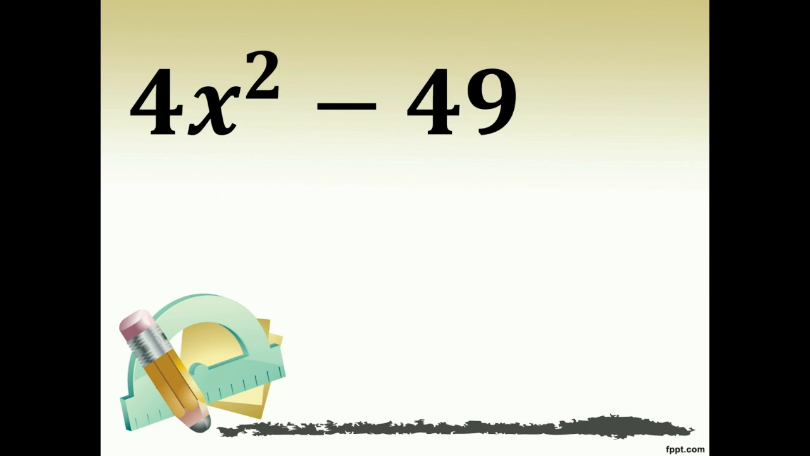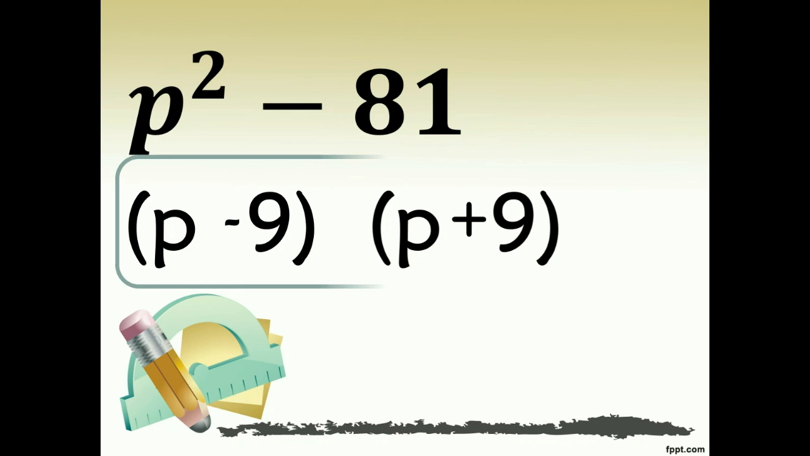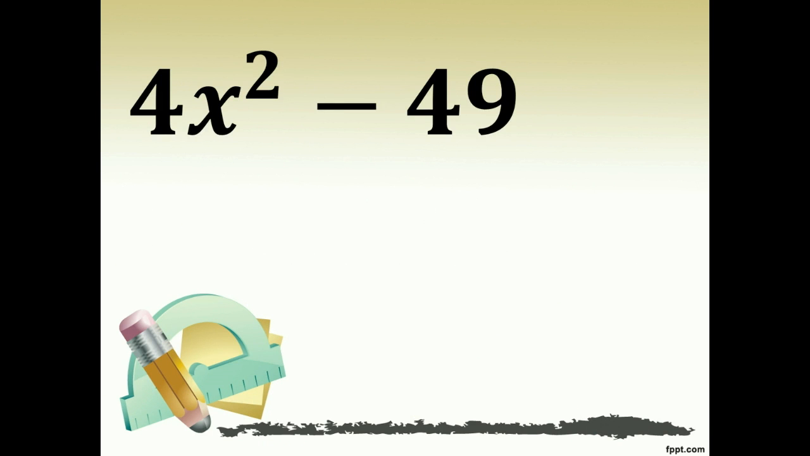Next, we have 4x squared minus 49. We cannot have a common monomial factor on the polynomial given. Do not forget to check if the polynomial has a common monomial factor before factoring the difference of two squares. The polynomial has no common monomial factor, so let us now factor the difference of two squares, since they are perfect squares.